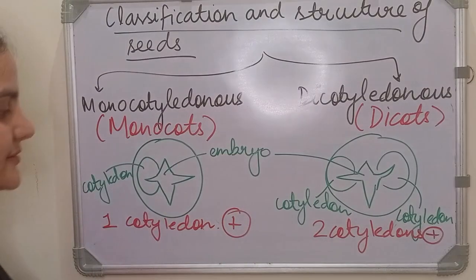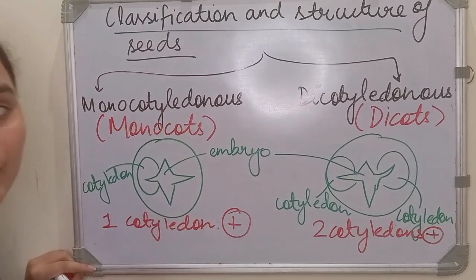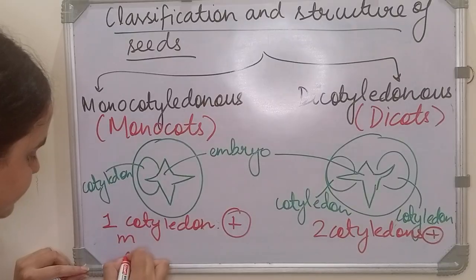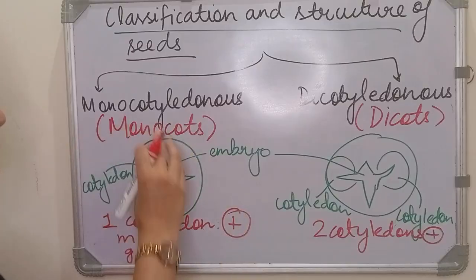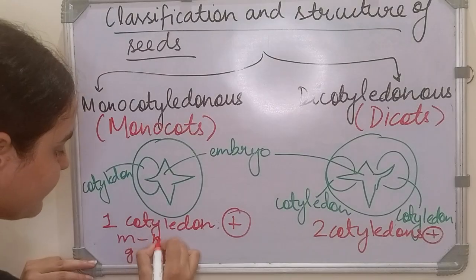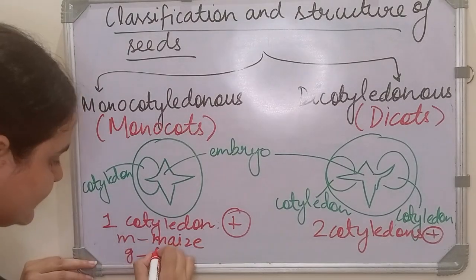Now let's learn the examples which are given in your book. So in monocots, two examples are given. You can remember it by mg. Mg means milligram. Milligram is a small quantity. So you may remember monocots, only one cotyledon, so they are lighter. So the example is milligram. M for maize and G for grasses.